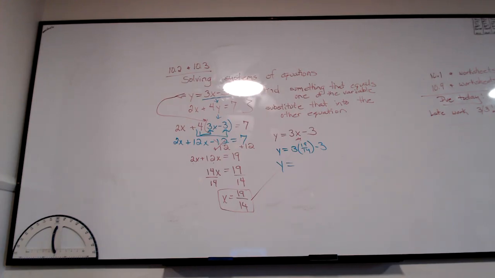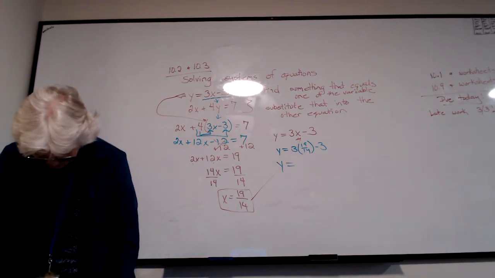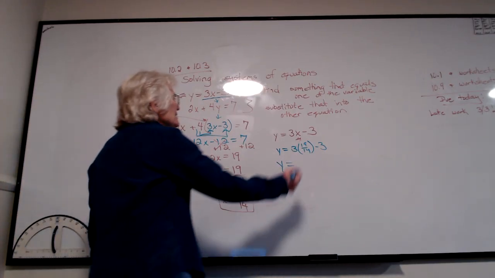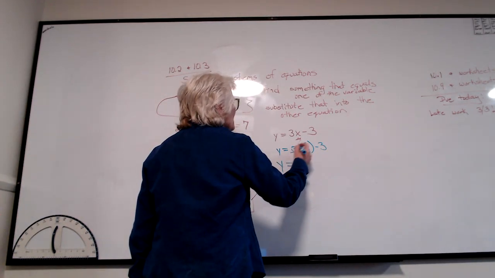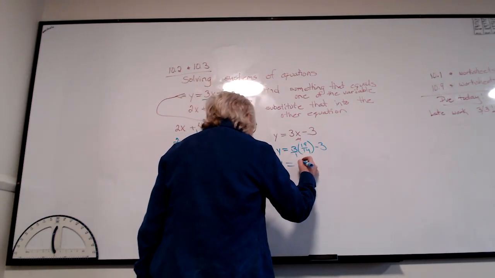What am I going to do first? Grayson. Oh, you multiply 3 and 19/14. Okay, how do I do that? You could just make it 3 times 19 over 14. Okay, so we can make that a 1. 3 times 19, which is 57, is that right? Yeah.